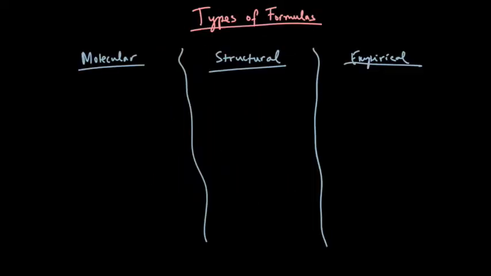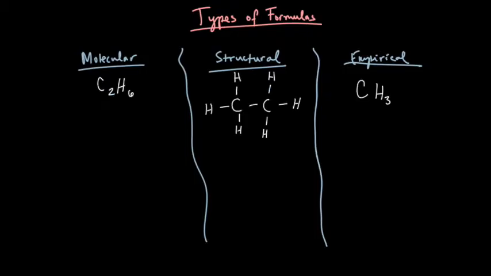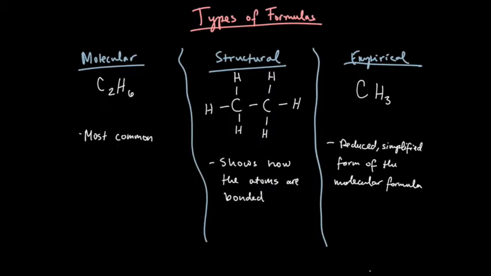The first thing I'm going to talk about are the types of formulas: molecular, structural, and empirical, using ethane as an example. Molecular formulas are the most common that we'll see throughout the chemistry curriculum. C2H6 simply tells you how many atoms there are. Structural formula shows how the atoms are bonded, versus empirical formula, CH3, it's the reduced simplified form of the molecular formula. Looking at C2H6 as our original formula, you factor out 2 because it's the greatest common factor, and then you divide it by 2, you get CH3 as your empirical formula.